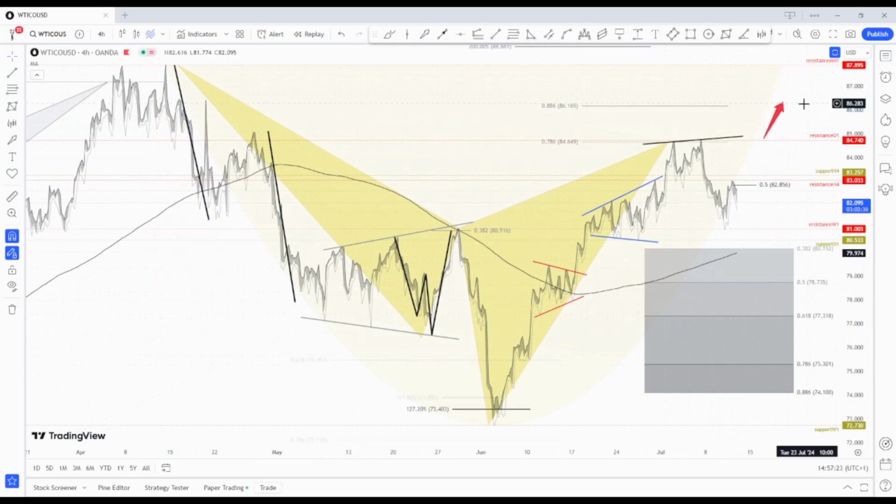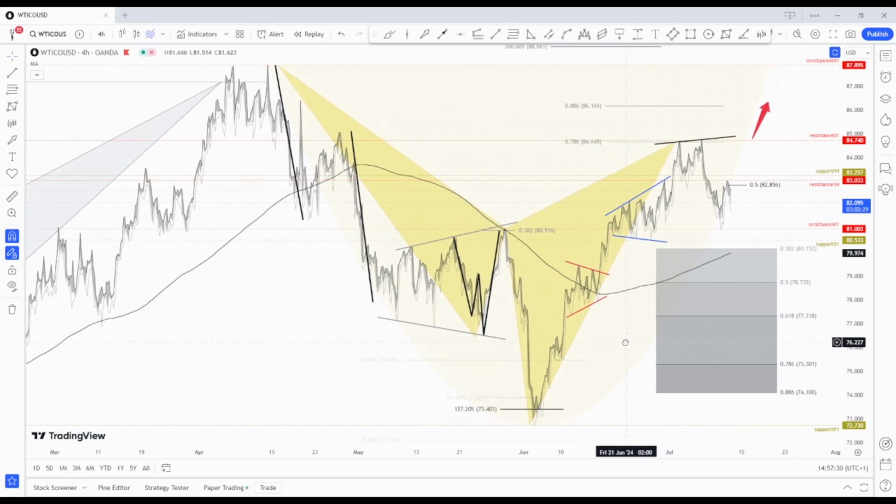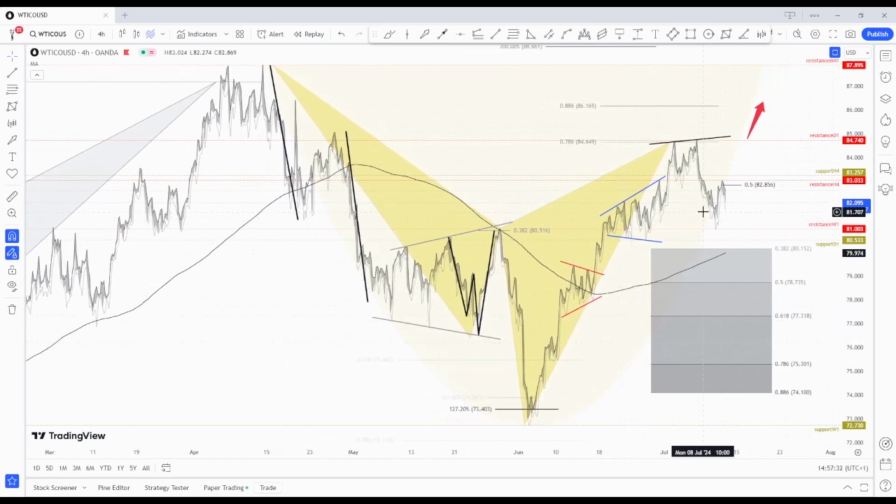For the crude oil to trade higher, of course, we need to see the violation of the resistance at 84.74, but there's also something else that we should pay attention to. This is a cipher pattern completed at 84.64, and that pattern always targets the 38% Fibonacci retracement level. And when I say always, I say every time I see this pattern working, it always targets the 38% Fibonacci.